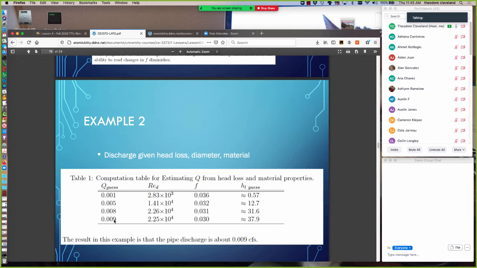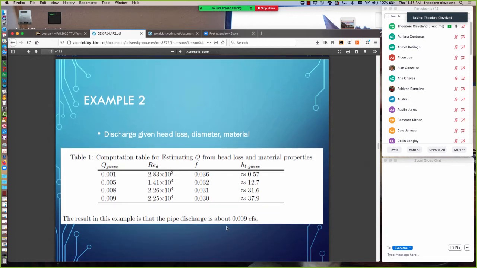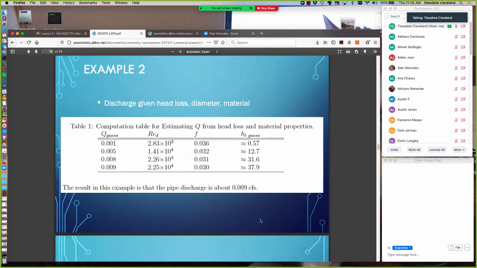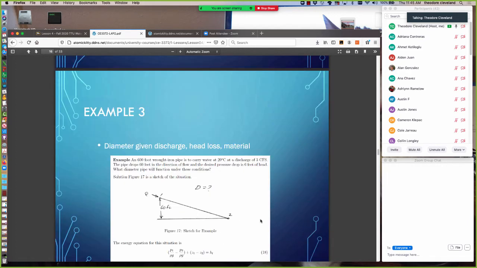And at 0.009, we've probably hit the point where we can't read differences in the chart anymore. Any entry we come up with, we're going to keep getting the same friction factor. So here we get 37.9, 38 feet of head loss, which is probably as close as we can get using the chart. And so we would report that the discharge is around 0.009 cubic feet per second.